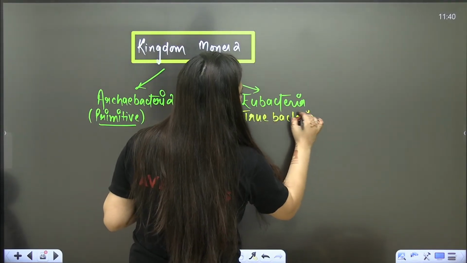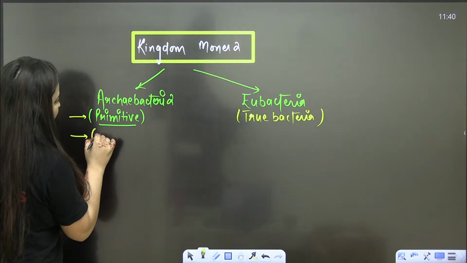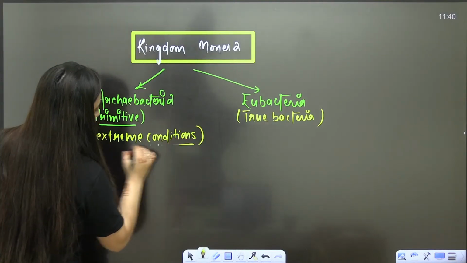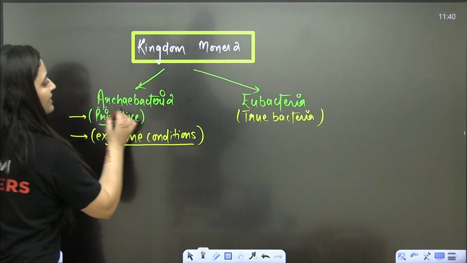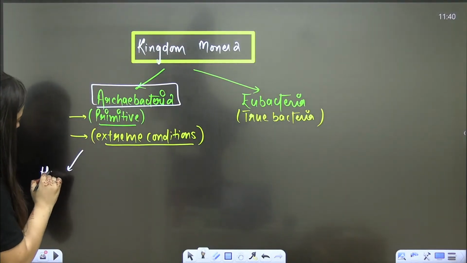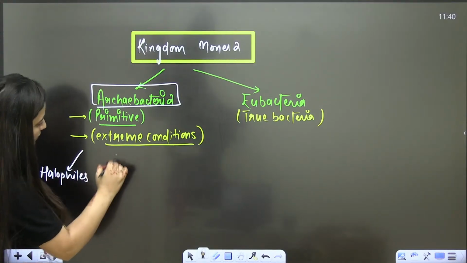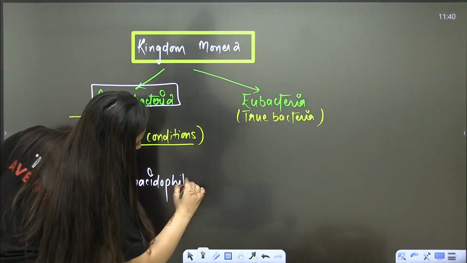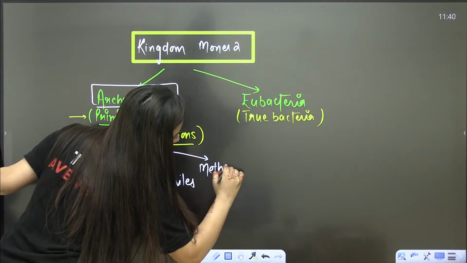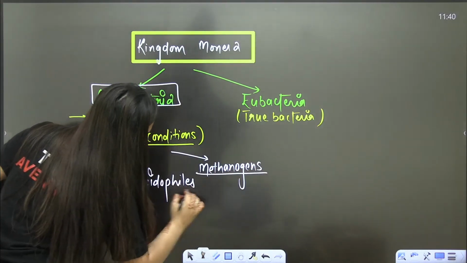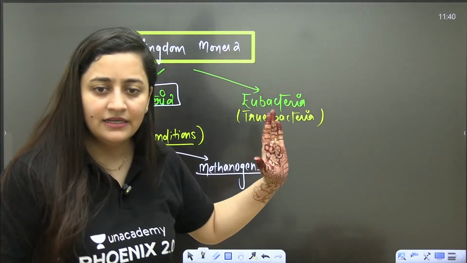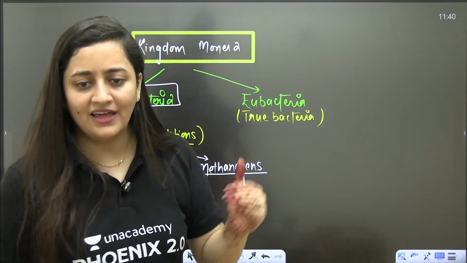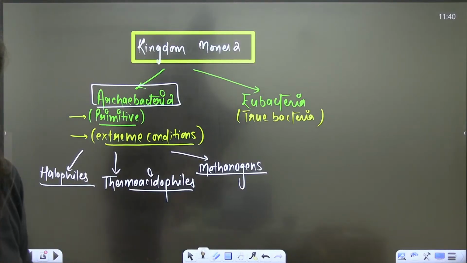Archaebacteria can survive in extreme conditions. When we discuss Archaebacteria, we will talk about halophiles, thermoacidophiles, and methanogens. That's what we are going to discuss here mainly. Is that clear, everyone? Can we recall what we have completed so far?